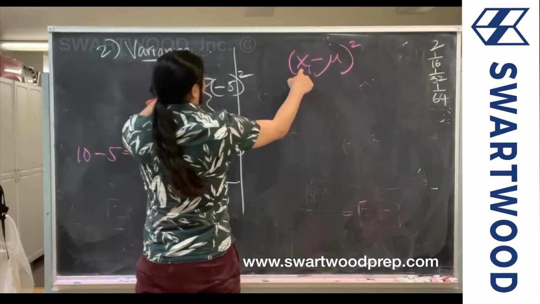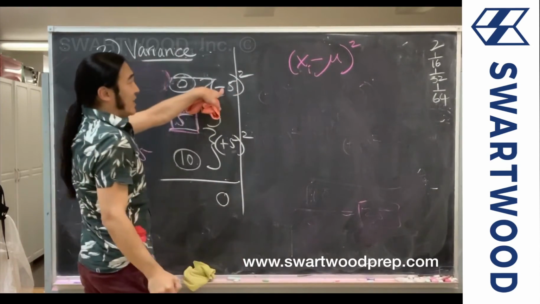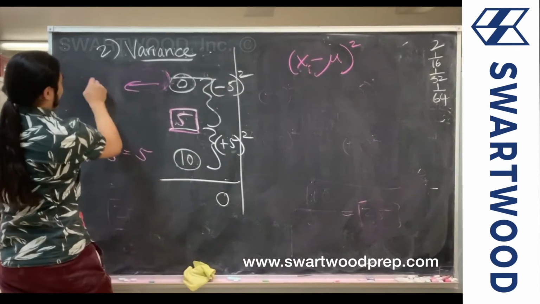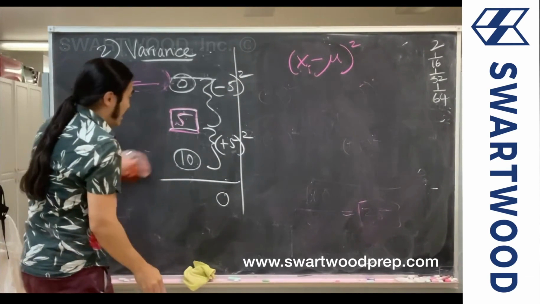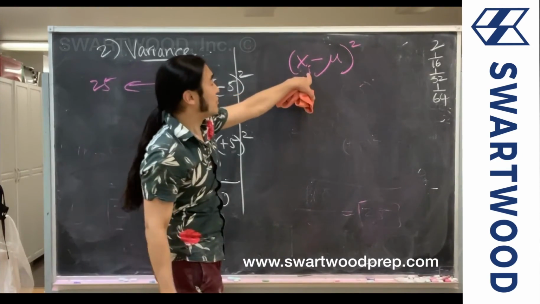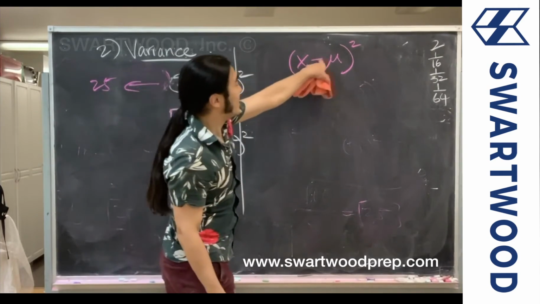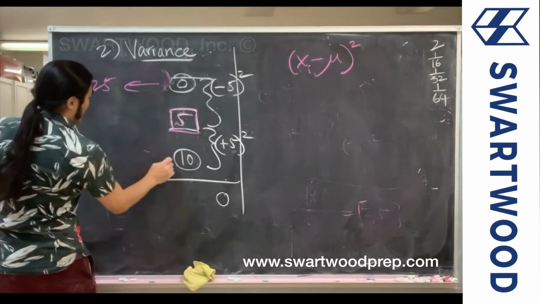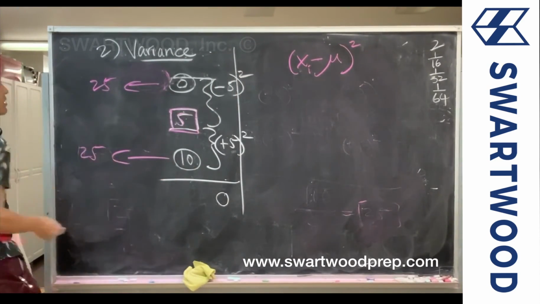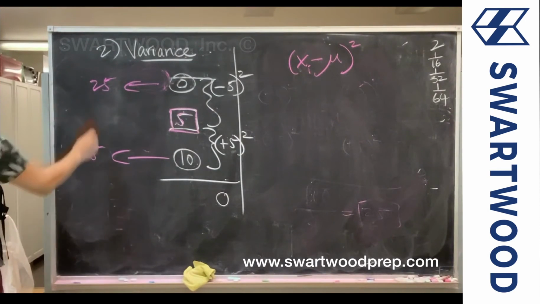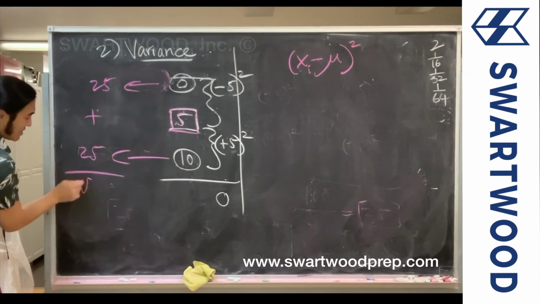So for our first score, 0: 0 minus 5 is -5, and we squared it. That gives us 25. What do we do over here? For, say, x2, we have 10. So 10 minus 5 is 5, square it, we get 25. Do you remember what we did after that? We literally added these together to get that total.